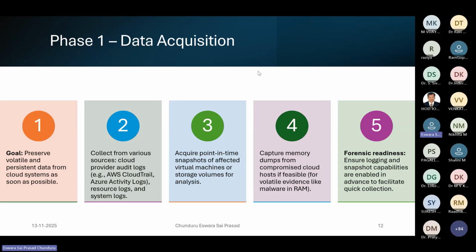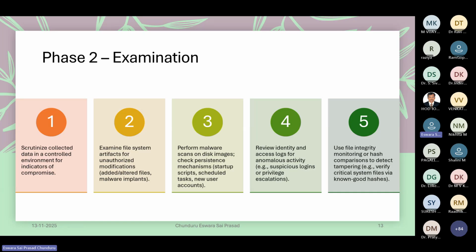So this is related to the data acquisition phase. Coming to the examination phase, we have to scrutinize the collected data in a controlled environment for indicators of compromise, and then examine file system related artifacts for unauthorized modifications, like creation of user accounts with admin privileges, creation of new scheduled tasks, creation of some startup items, something like that. And then if any files were downloaded or modified or deleted, something like that.